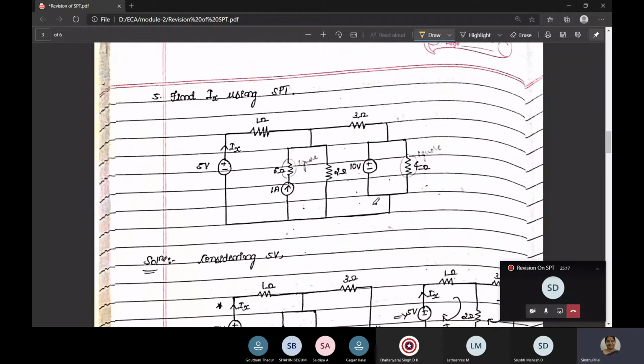The second one is to find Ix using the superposition theorem. Listen carefully to this problem. See here, it has one voltage source, one current source, and one more voltage source. So we have two voltage sources and one current source.